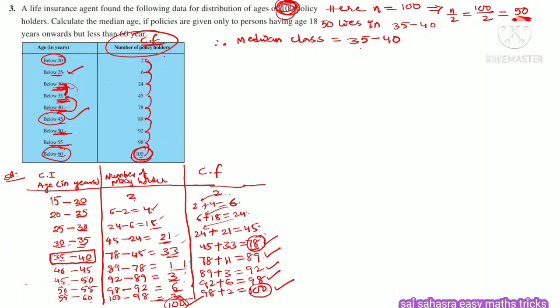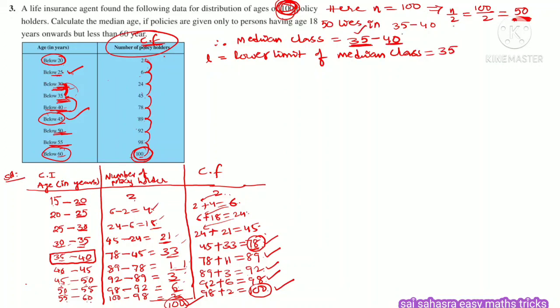Once after declaration of the median class, next we can write L. L is the lower limit of the median class. In this median class, the left side value is the lower limit and the right side value is the upper limit. We want only the lower limit. So the lower limit is 35.